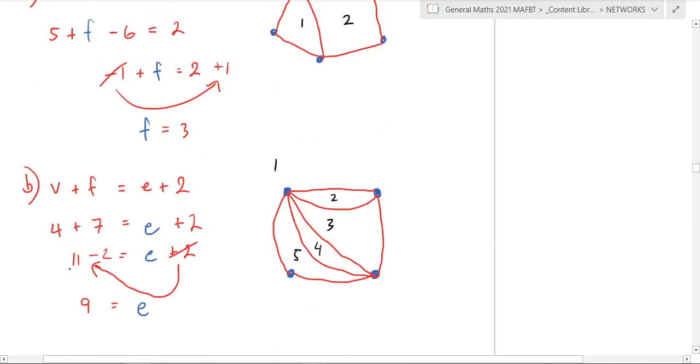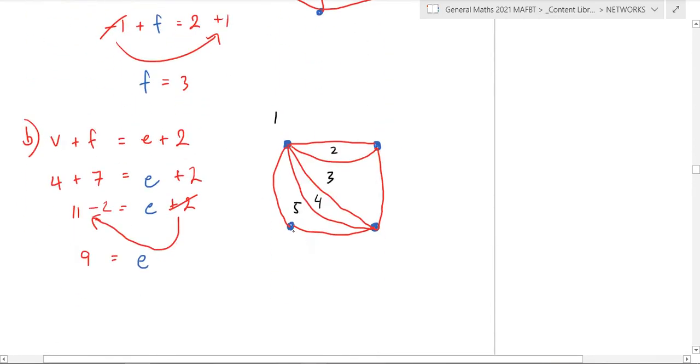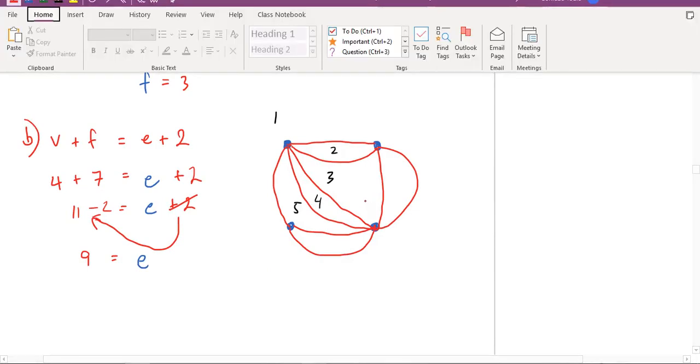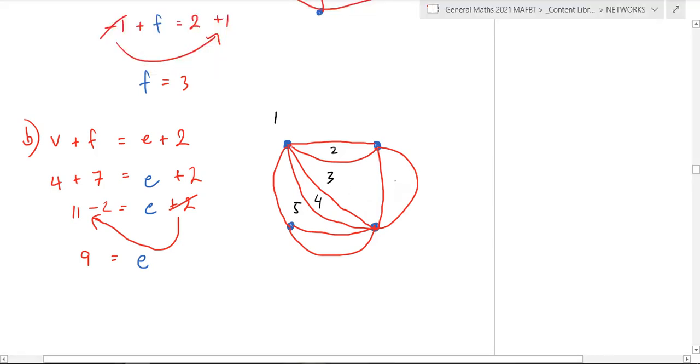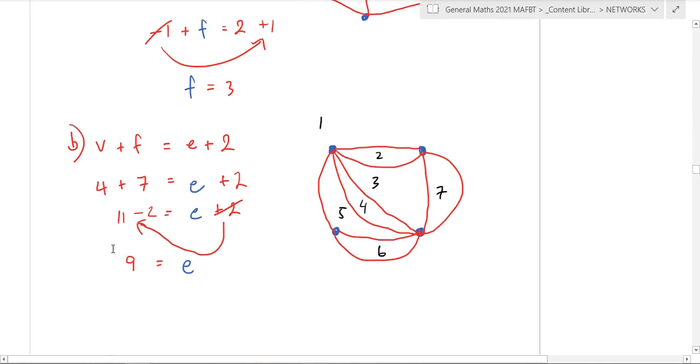And I need to have 7 faces, so let's go with 1 there, and I can put 1 here. So that makes sense now, because I've added another 2 lines, it makes it 9 edges, and I've added 2 more faces here, so 6 and 7. So there's my graph for this formula.